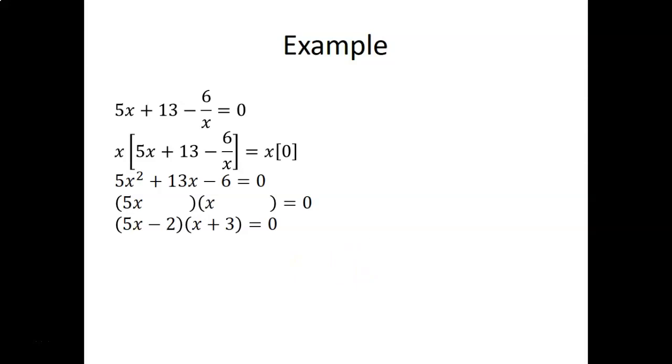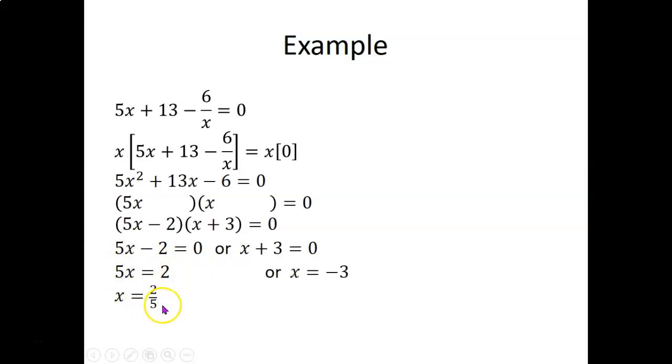Now each factor gets its own equation all to itself. 5x minus 2 equals 0, or x plus 3 equals 0. And now we just solve each of those. So add 2 to both sides, we get 5x equals 2. Divide both sides by 5, we get x equals 2/5. Over here, subtract 3 on both sides, we get x equals negative 3. So there's our two solutions.